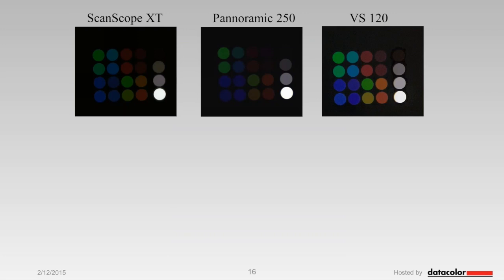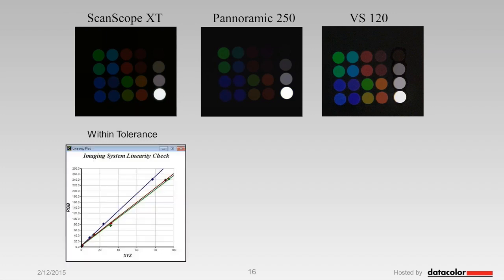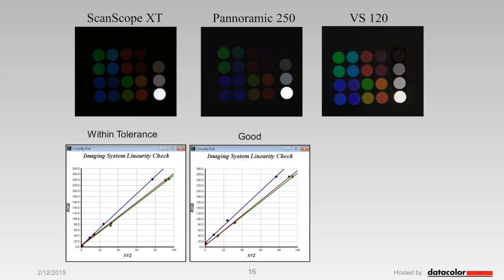So let's take a look at what it looked like when we checked the 3 scanners that we have in our lab at the moment. So the ScanScope XT and the Panoramic 250, if you look at the images, they look very similar, but the VS120, you can see right off the bat there's something strange about it because the colors are much more vibrant and much brighter. So when we checked the linearity plot of each of those, the ScanScope XT was within tolerance. The Panoramic 250 was good, which was a relief for us because first we have 2 of them, and secondly they're brand new and they cost a lot of money.